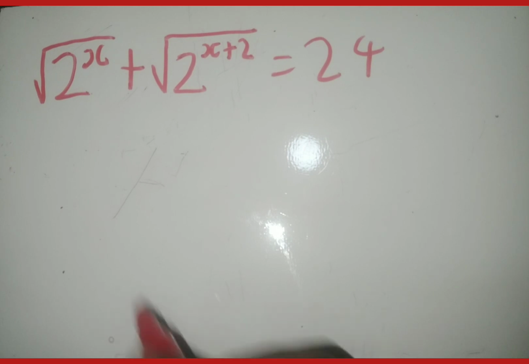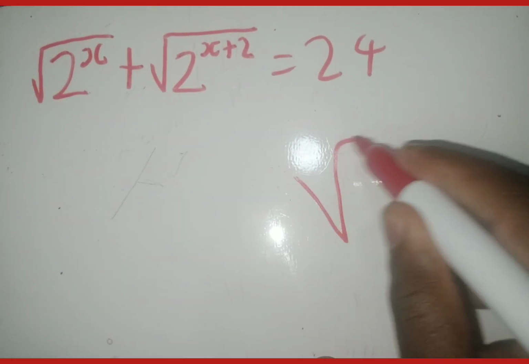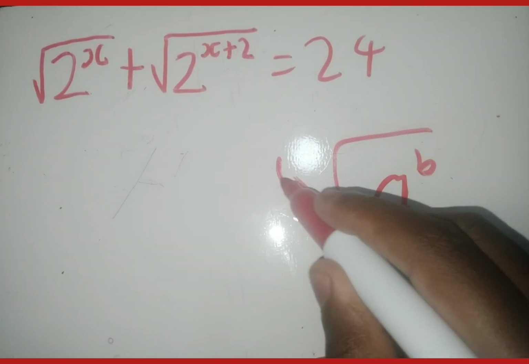Alright, so of course, whenever we see a square root sign, we call it a radical. For instance, let's just say we've got something like this. Let's call this A, and let's call this to the power of B. Let's call that one C.